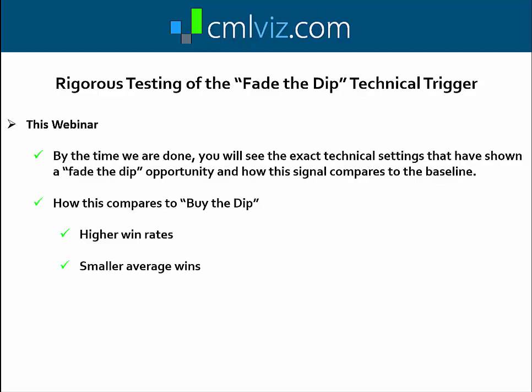Now to the webinar. By the time we are done, we will see the exact technical settings that have shown a fade the dip opportunity and how the signal compares to the baseline. We will see how this compares to our buy the dip model as well. And we will see that we are getting substantially higher win rates with a trade-off of getting smaller average wins. This strategy looks for higher win rates and gives up some of that average win.